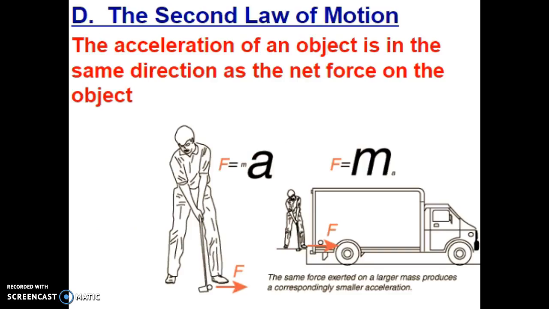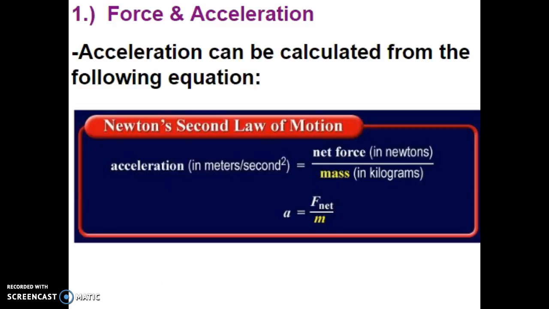So Newton's second law of motion has to deal with acceleration. Newton's second law states that the acceleration of an object is in the same direction as the net force on that object. In other words, we can calculate the acceleration of an object if we know its net force in newtons and we know its mass in kilograms. So we can calculate acceleration a couple of different ways now. We can take a look at initial and final velocities, like we did in our last chapter, or we can also take a look at force and mass to calculate acceleration.